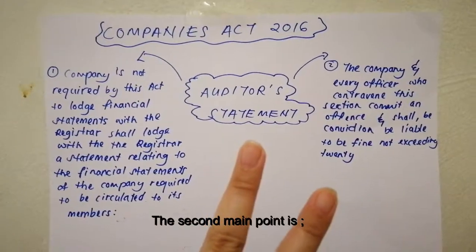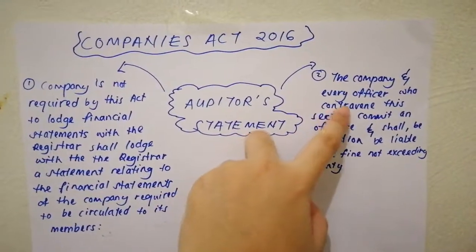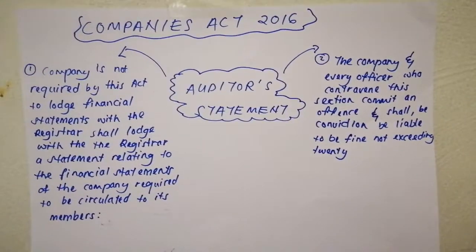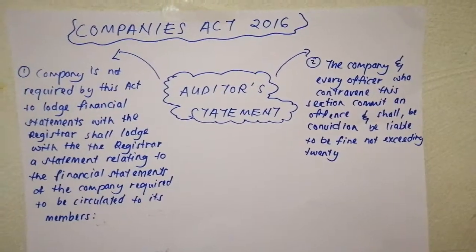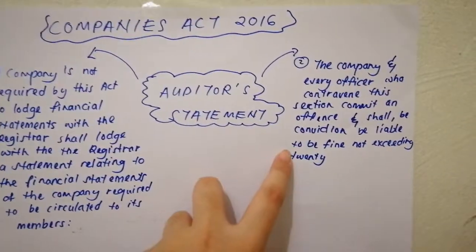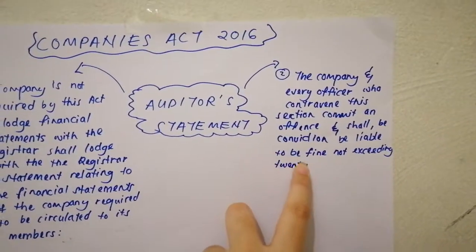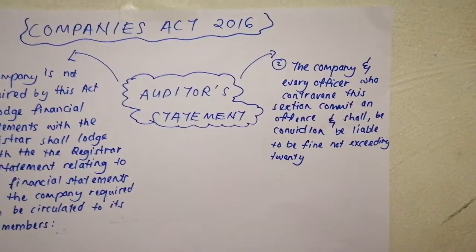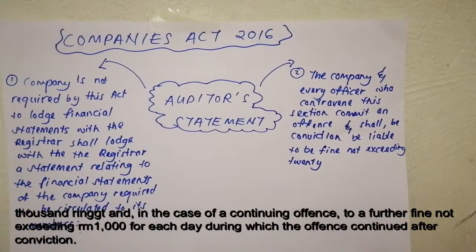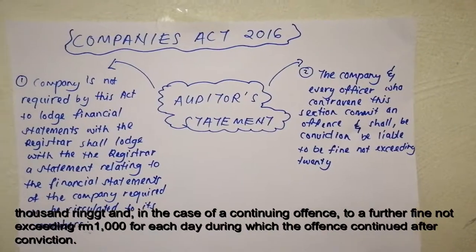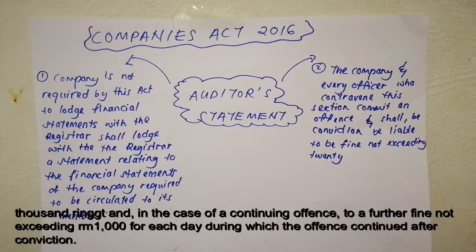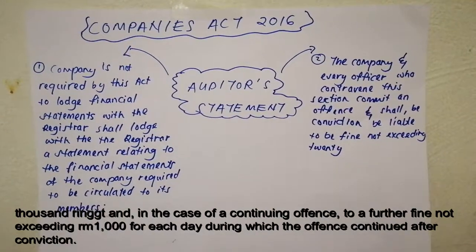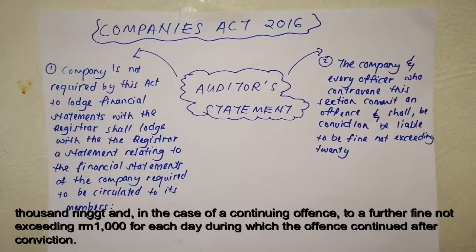The second point is that the company and every officer who contravenes this section commits an offense and shall, on conviction, be liable to a fine not exceeding 20,000 ringgit, and in the case of a continuing offense, to a further fine not exceeding 1,000 ringgit for each day during which the offense continues after conviction.